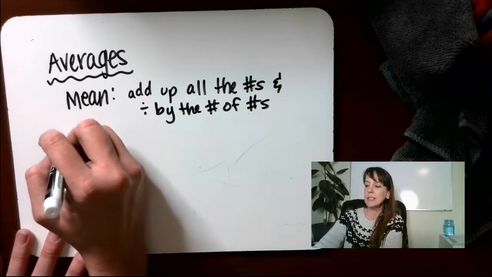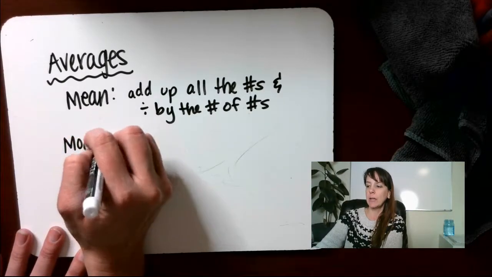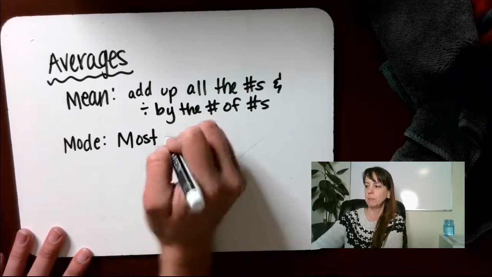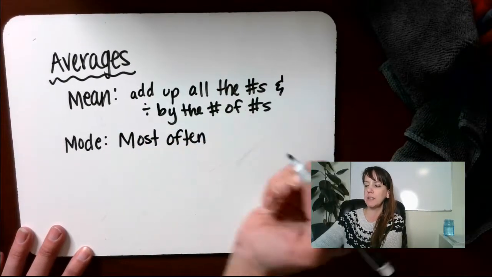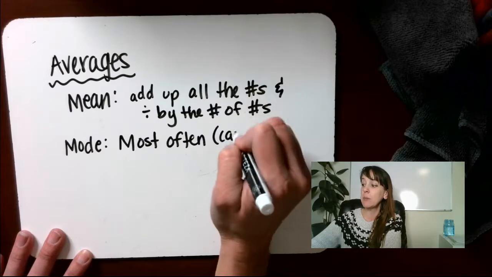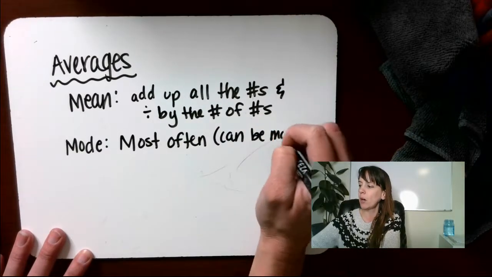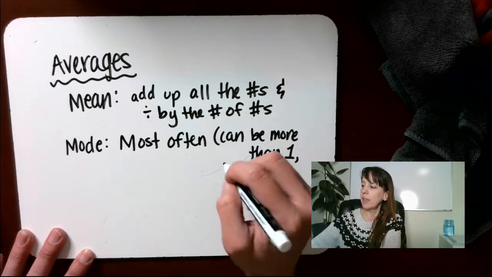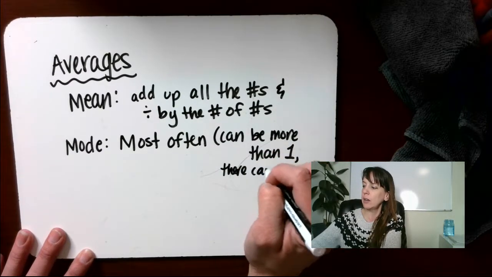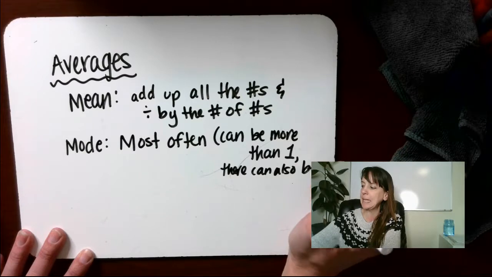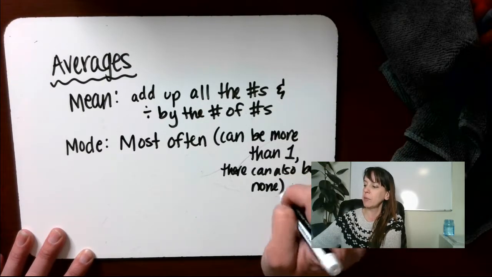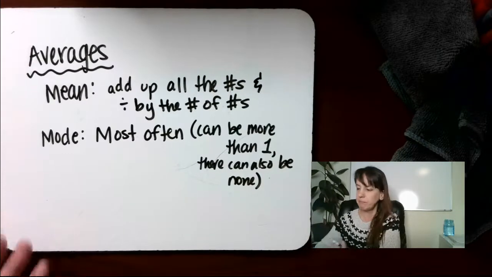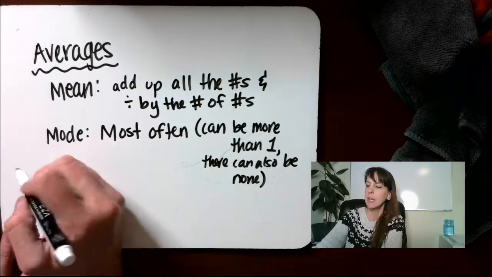The next one is mode, and you will hear my voice in your head. Mode is most often. What number occurs most often? There can be more than one. There can also be none. If none of them repeat, then it would be none, okay? So there can be more than one, and there can also be none.